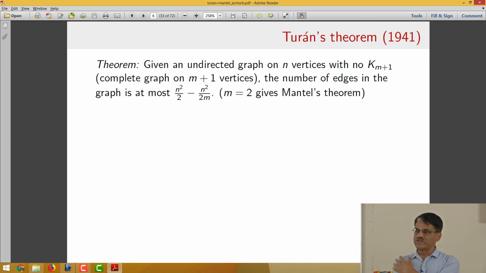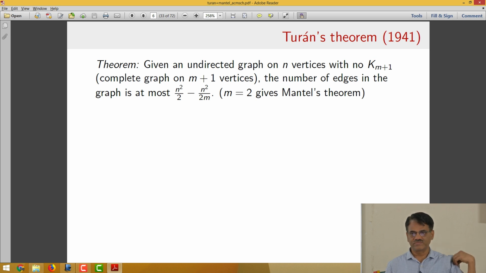Let's see how we will prove this by induction again, right? So this theorem says that if you have a graph on n vertices with no complete graph on m plus 1 vertices as a subgraph, then this is the number of edges it has. Okay, base cases are done. So then what do you do? You have a graph on n vertices.